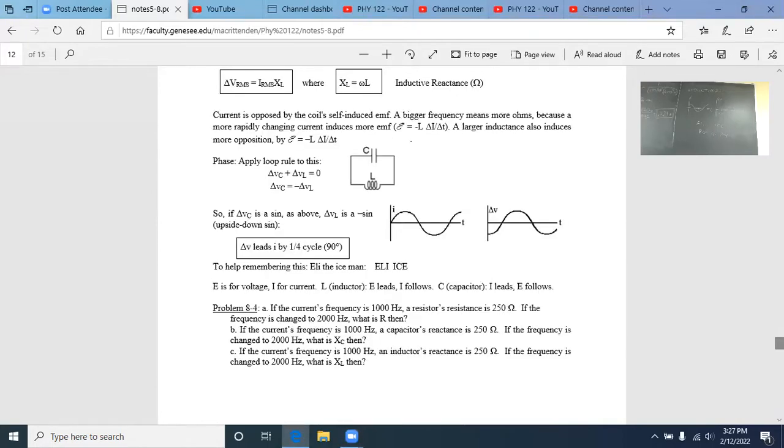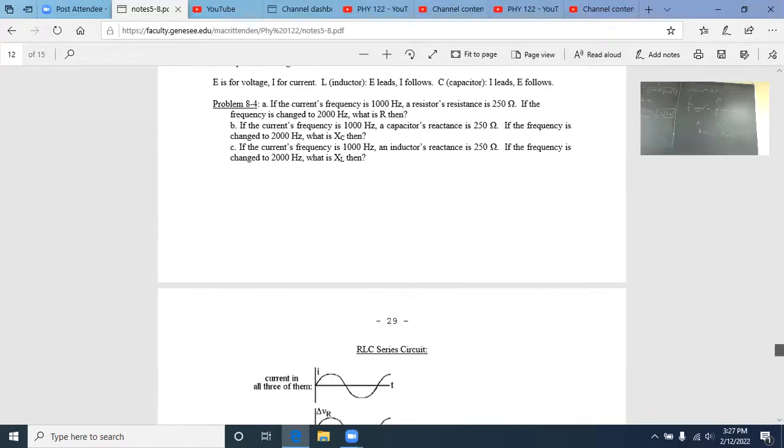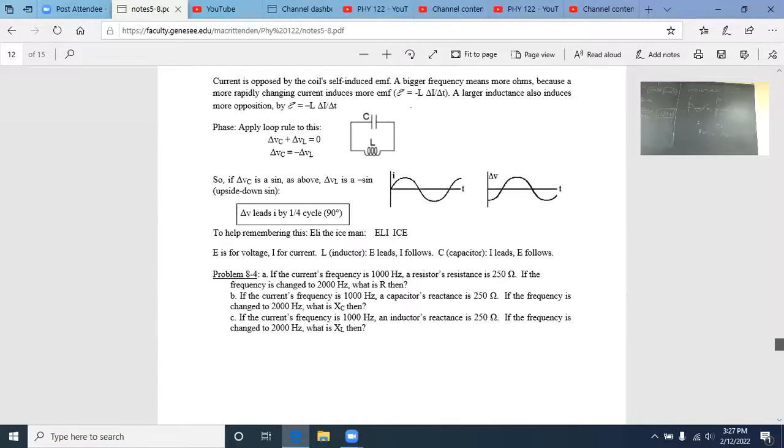Okay, to help remember this, Eli the Iceman. Yep, explains it all. And so now there is a problem for your problem-solving enjoyment. It gives the frequency, it gives the resistance. Yeah, that's a good question. You think about that. And when you think about that, I'm going to erase this over here. And when you unpause it, I'll go over it.